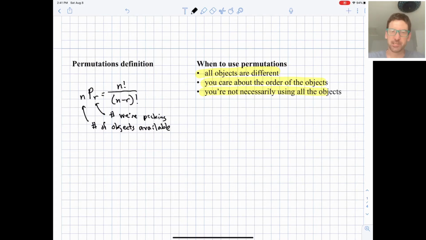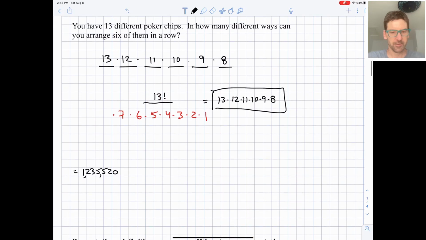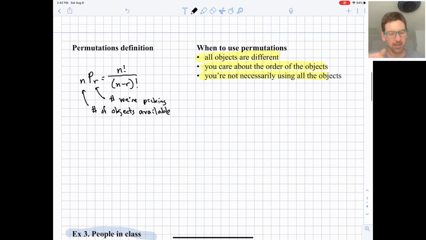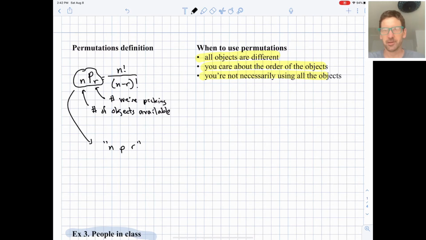So in the example we just did, we had 13 poker chips available, and we were picking 6 of them, right? Yep, we were picking 6. How do you read this, though? What do you say? Some people literally say n-p-r, like National Public Radio, NPR, right? Some people say n pick r. Those are the shortcut ways of saying things.